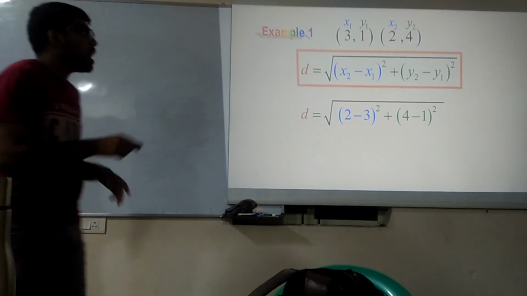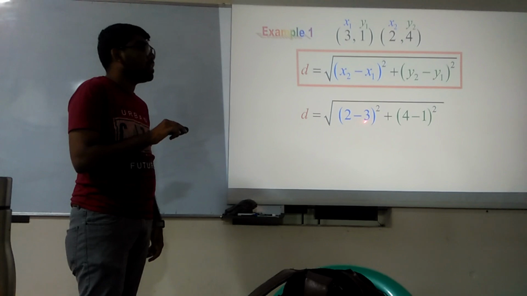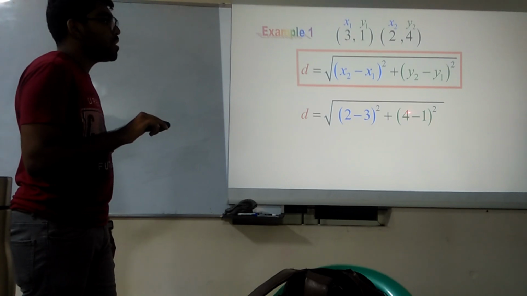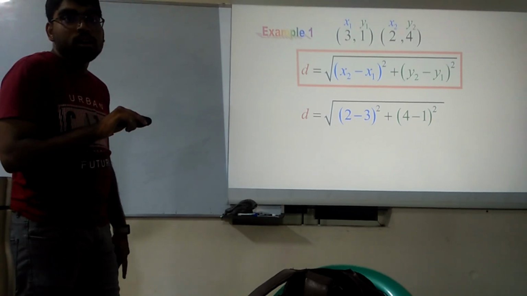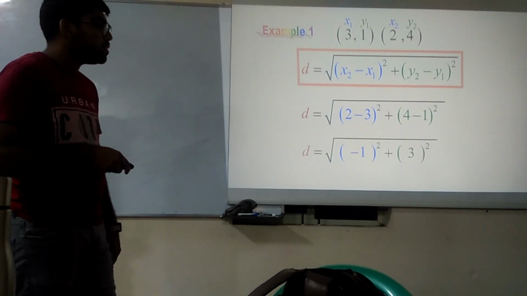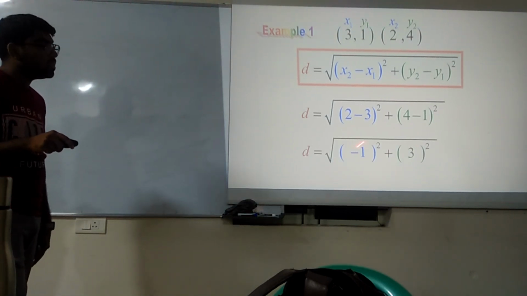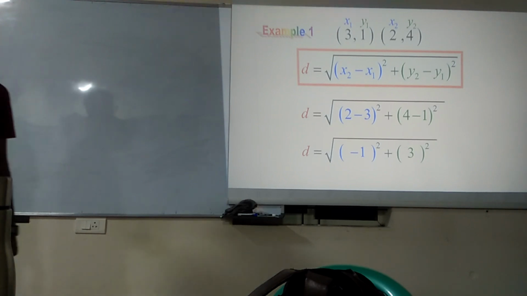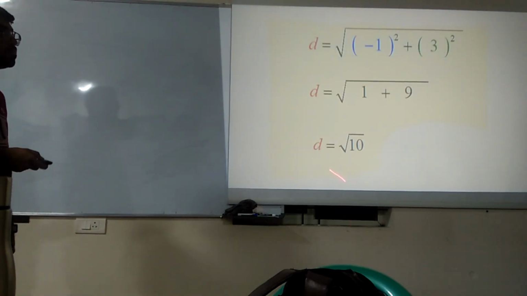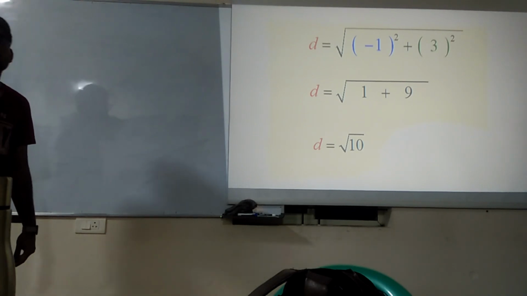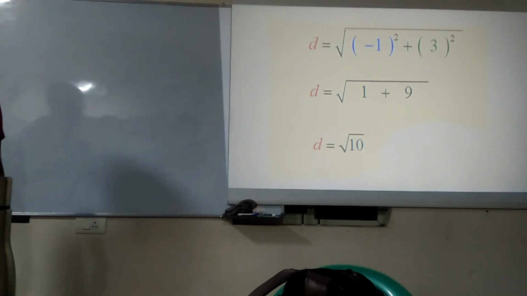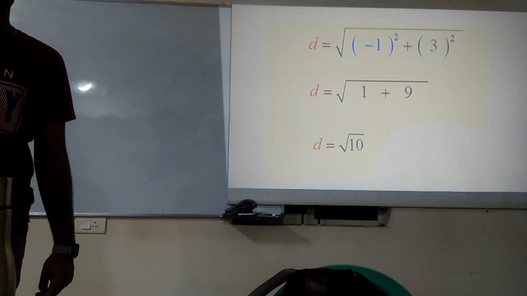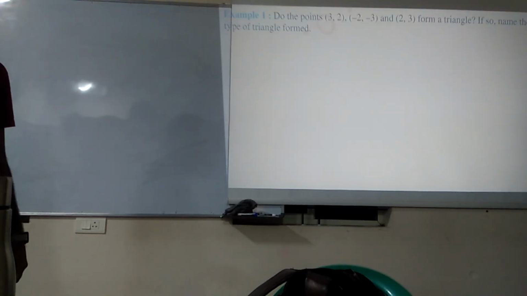So x2 I know is 2, x1 I know is 3: 2 minus 3 the whole square. y2 is 4, y1 is 1: 4 minus 1 the whole square. Minus 1 whole square plus 3 square. What is it? 9 plus 1, 10, root 10. Your distance is root 10 units. I don't know what the units are, because they have not mentioned meter, centimeter, kilometer, nothing. Root 10 units.